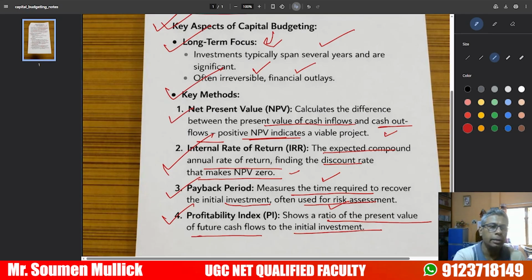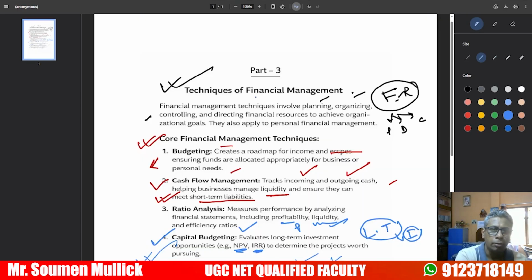So these are the important techniques of financial management. So my dear student, if you study this concept clearly, the area of financial management, it will help you to solve your questions on financial management for your upcoming exam.